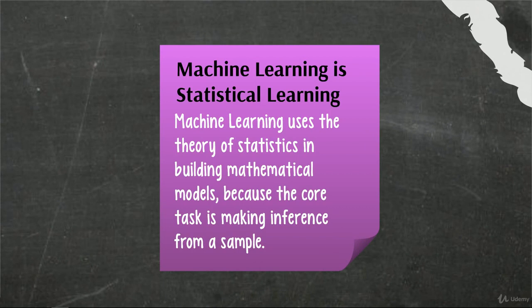So I also want to talk about machine learning as statistical learning. Sometimes these are differentiated, but it's really the same thing. Machine learning is based on the theory of statistics and is built on math because the core task is making inference from a sample. This is exactly what statistics tries to do when you get into things such as probability theory. So a machine learning algorithm is based on statistical properties, and as a result, it doesn't really understand necessarily what it's doing, but it's going to try to make approximations or generate an output based on statistical probabilities.